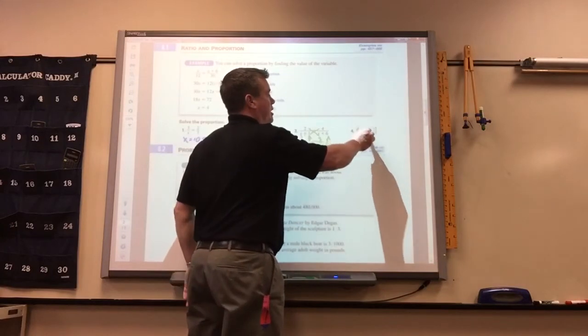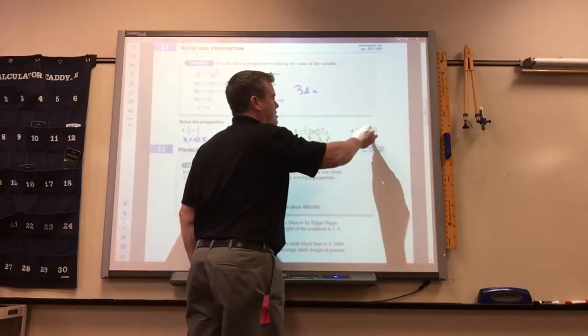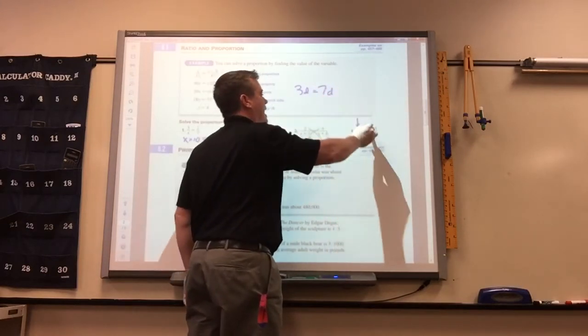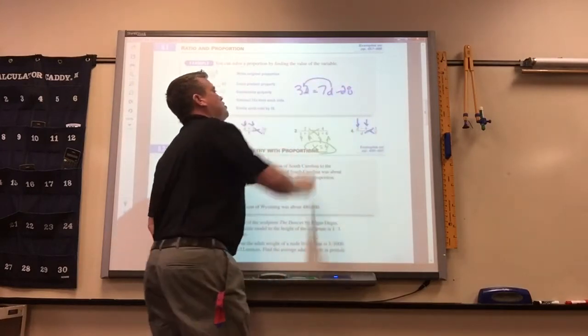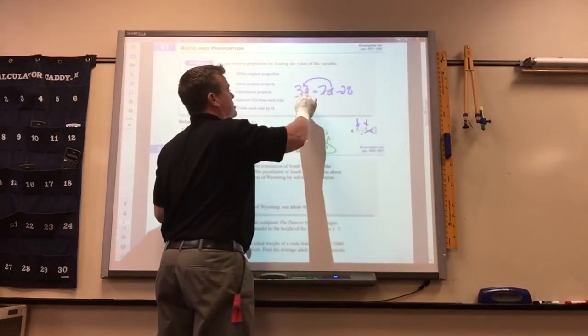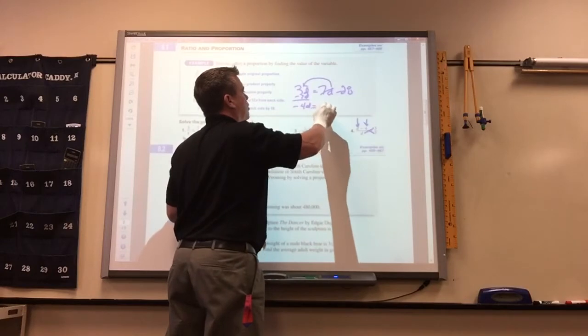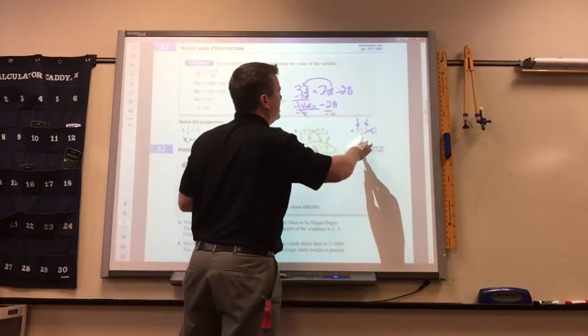This one, 3 times d is 3d. That has to equal 7 times d minus 4. So take 7 times d, and 7 times negative 4 is negative 28. So I'll get the 7d out of there. It's a positive, so you minus 7d. And you get negative 4d equals negative 28. So divide by negative 4 and you get 7.